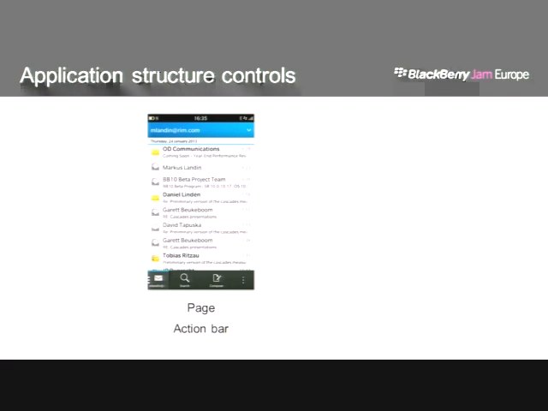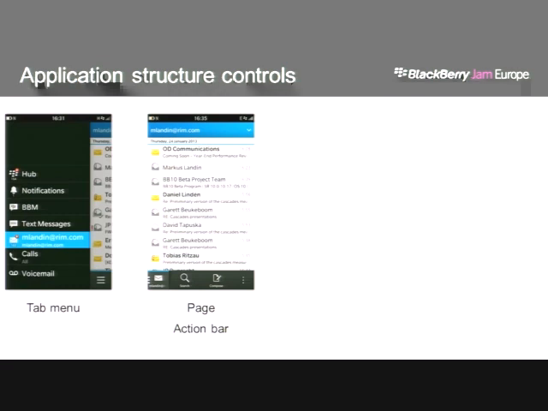This corresponds to a screen in an application. This page can have an action bar, and the action bar has actions. So in this example, it has a search action and a compose action. In this application, there is more than just one page. It has several pages. If you click here to the left, you get what we call the tab menu. This shows all the different pages you have in this application.